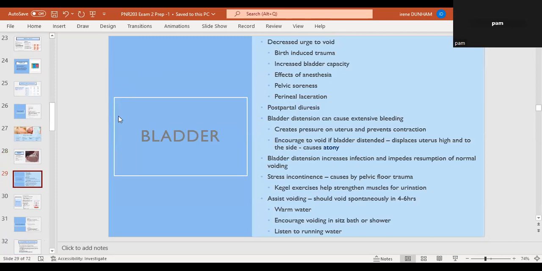Okay. And then this is about the bladder. So mom, she had decreased urge to void. She may have some birth trauma. Remember we talked about that. And so she just doesn't have it. And an increased bladder capacity, effects of anesthesia on the bladder. So these are pretty important as to what happens to this poor little bladder. Remember, the bladder lays right underneath the uterus.